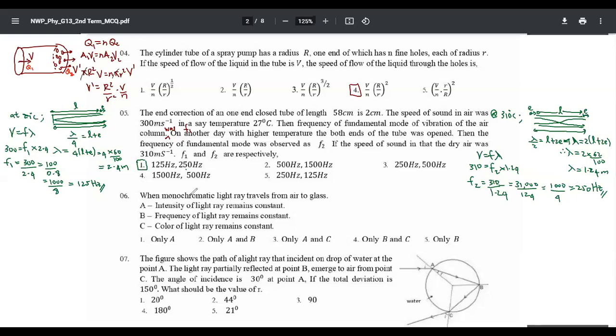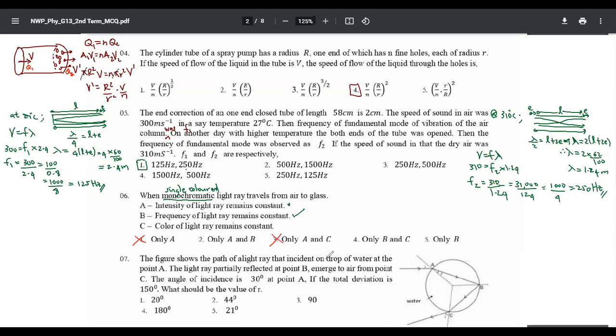When a monochromatic light ray, monochromatic means single colored light ray, travels from air to glass, intensity of light remains constant. Intensity, I will come back to that. Frequency of light ray remains constant. That is definitely correct, because we know when a wave travels from one medium to another, frequency doesn't change. Therefore, B is correct. If B is correct, this is wrong.